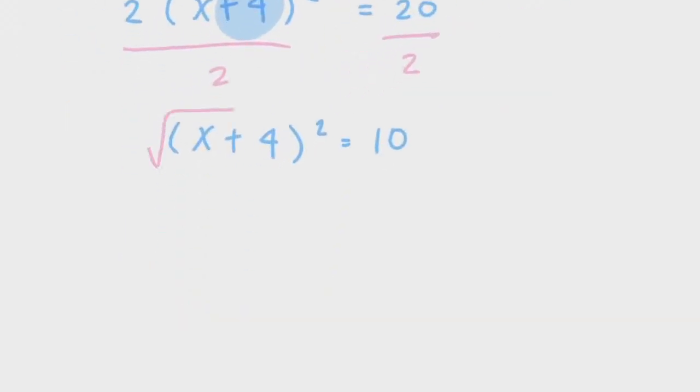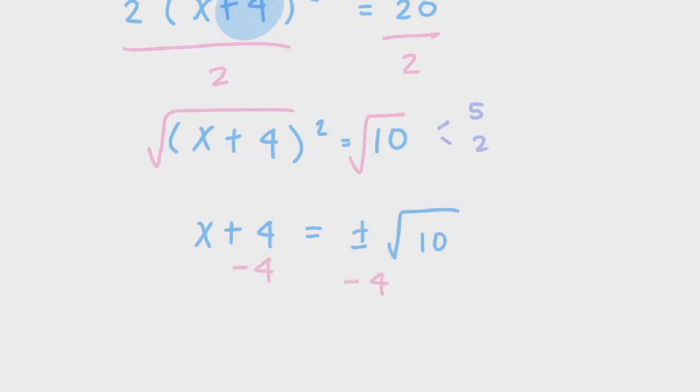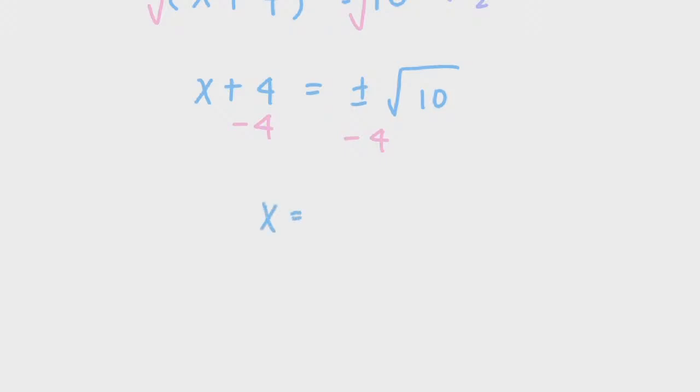And then we're going to square root both sides. 10 breaks up into 5 and 2, and both of those are prime, and there are no pairs, so we can leave this as square root of 10. So x plus 4 is going to equal plus or minus square root of 10. Subtract 4 on both sides, so x equals negative 4 plus or minus square root of 10.